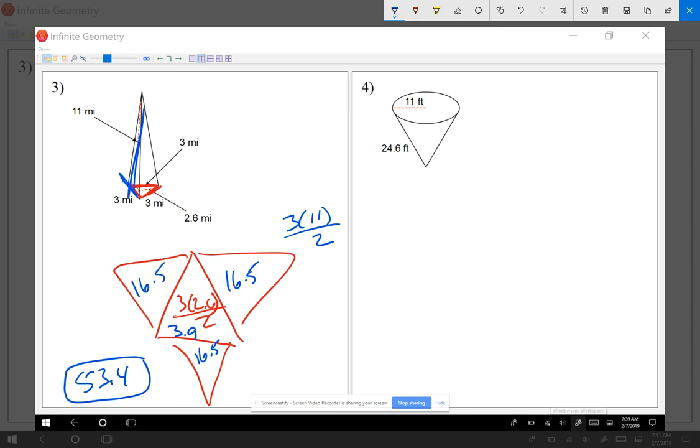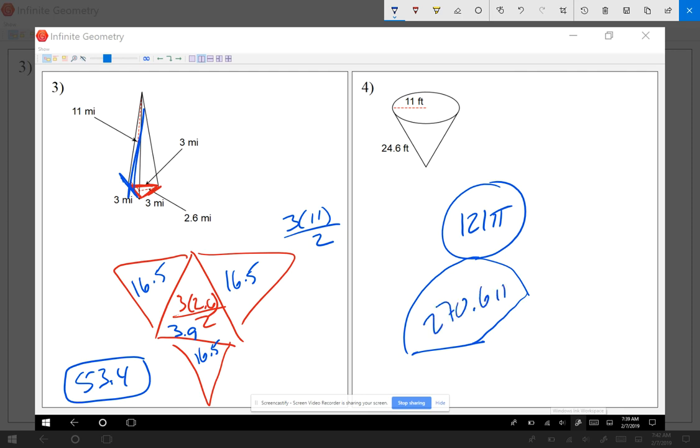Cones. Looking at cones, my example number 4, I said it's a circle, and then the side, if it turns to something like this, I showed you guys that yesterday. The radius is 11, so I'm just going to go 11 squared, so that gives me 121 pi for the circle. For the other side, I'm going to go 11 times 24.6. That gives me 270.6 pi.